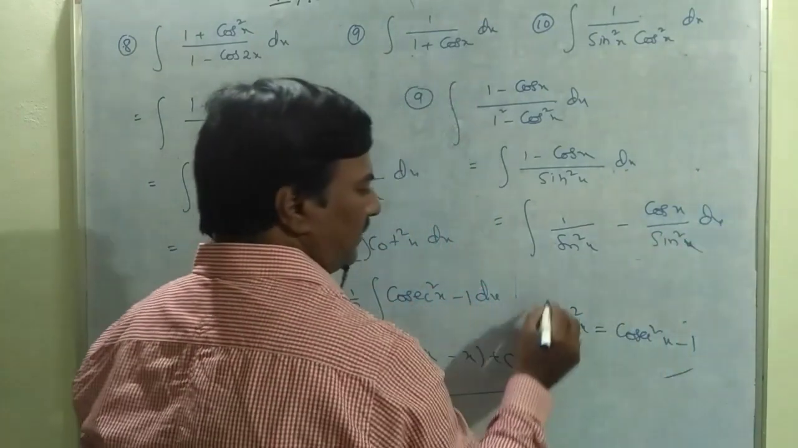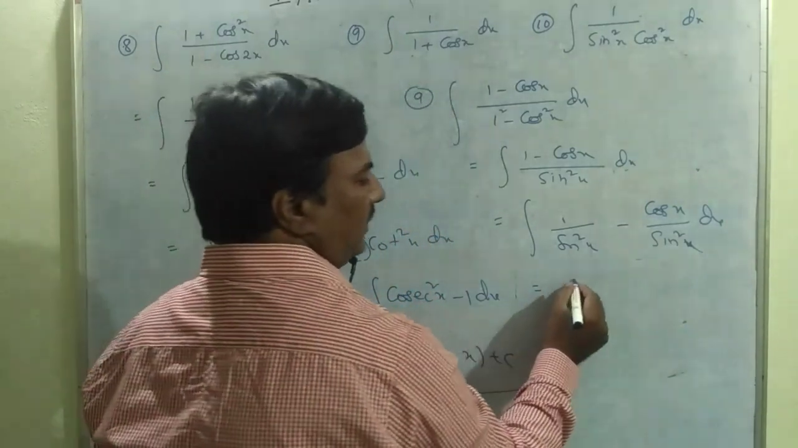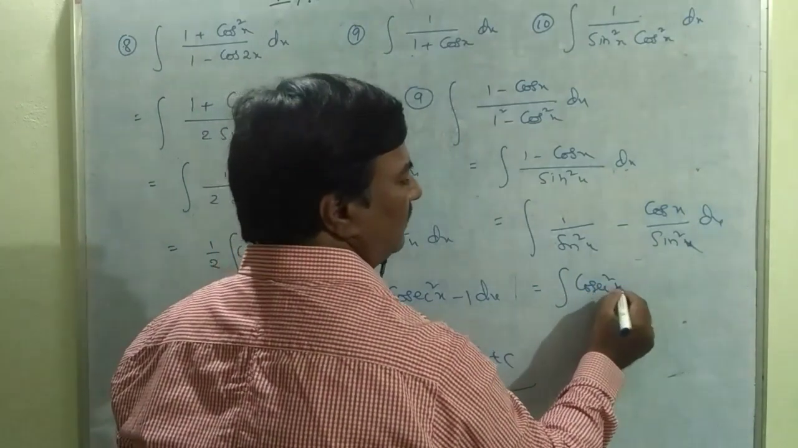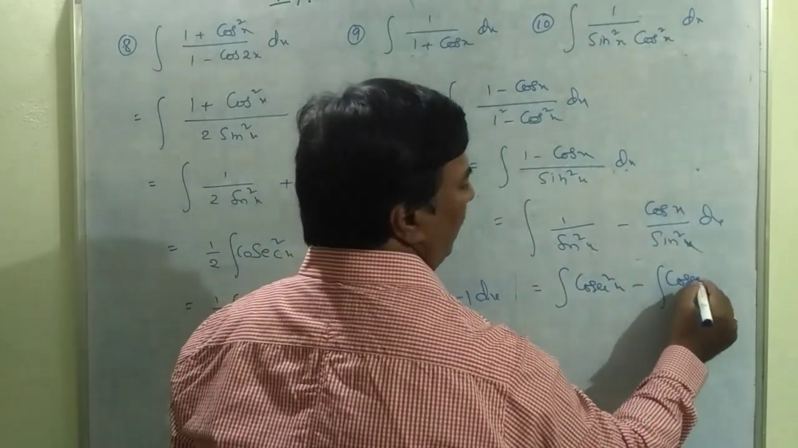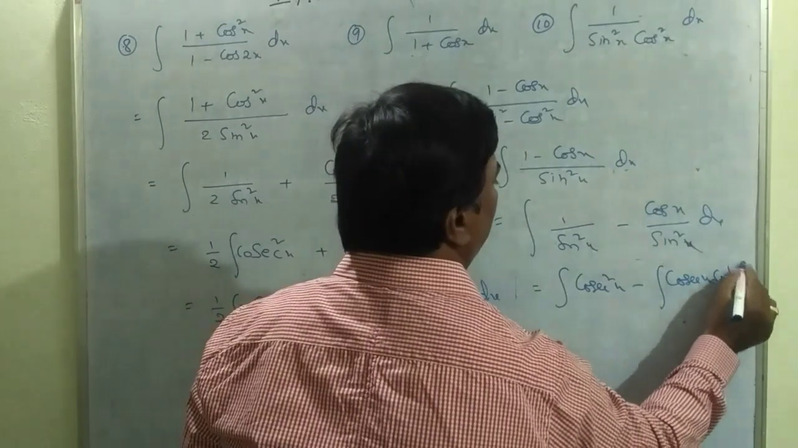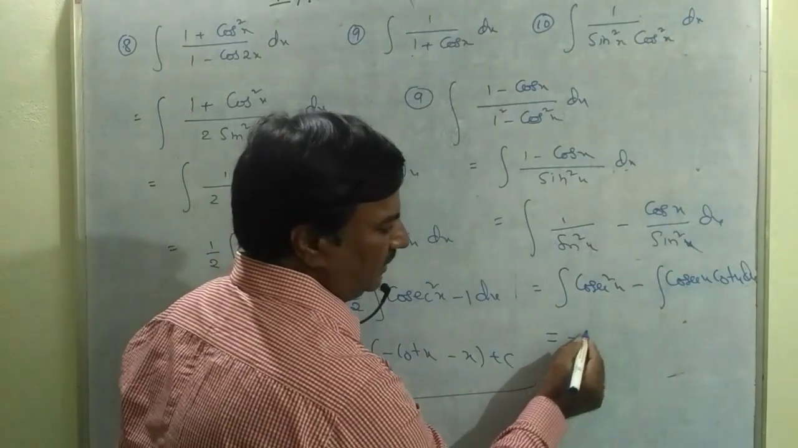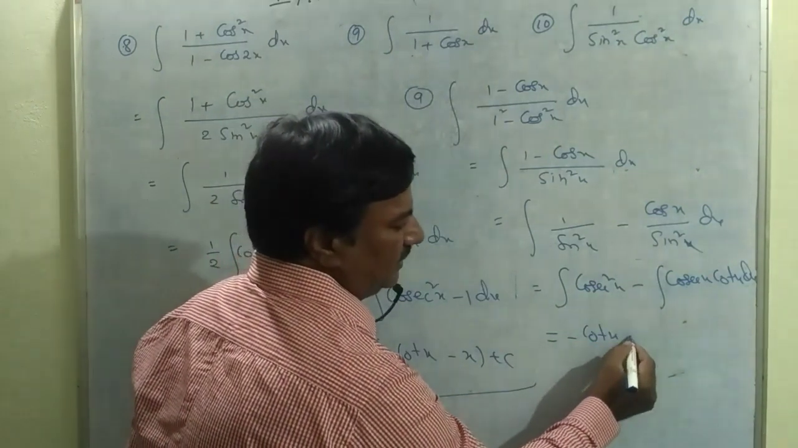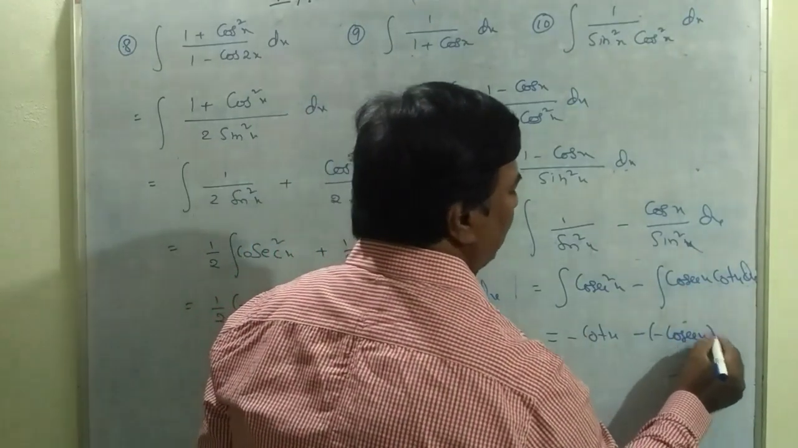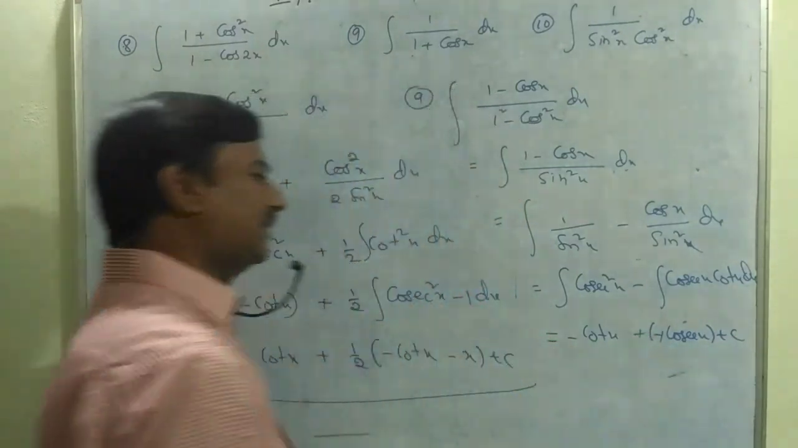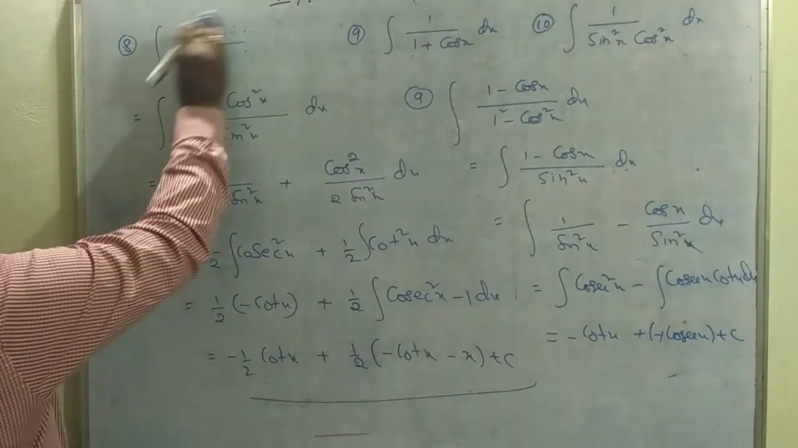This is nothing but 1 by sine square of x, we can write it as the integral of cosecant square of x, minus cosecant x cot x. Cosecant square and cosecant x cot x are direct formulas of integration. Cosecant square integration will get minus cot x, and cosecant x cot x integration gives minus cosecant of x plus c. Minus and minus becomes a plus. Now we go for the next question.